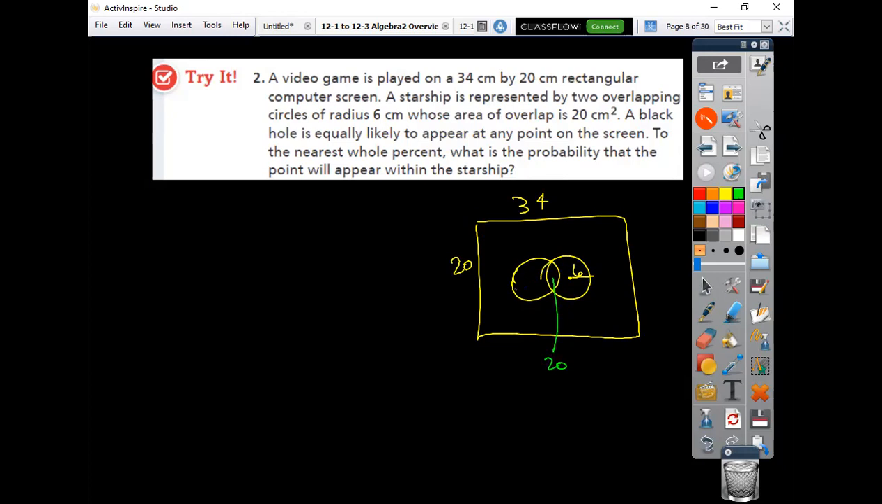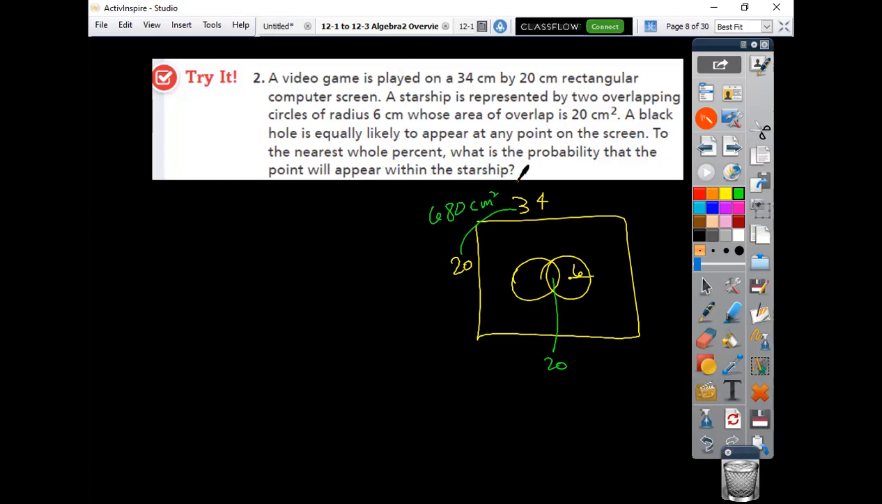So the area of these two divided by the total area of the region. So if you do the 20 times the 34, 2 times 34 would be 68, add the 0. That's the area of the whole thing.